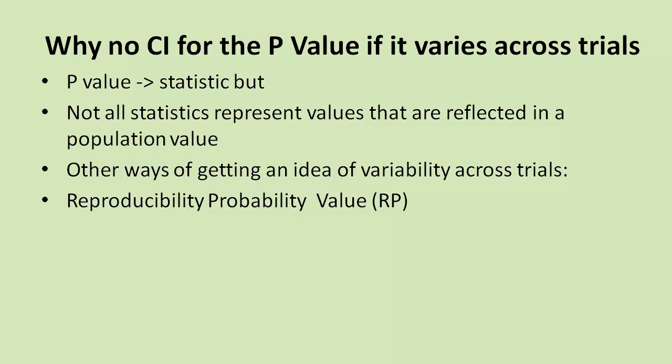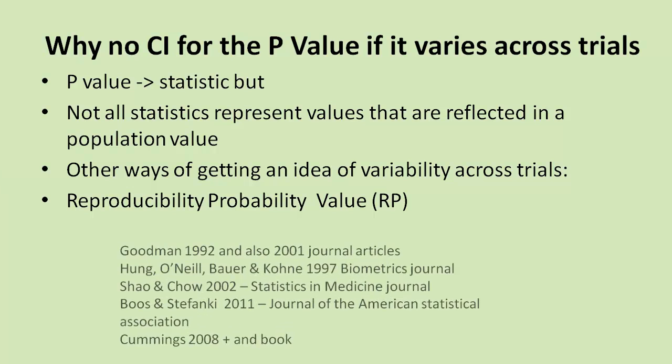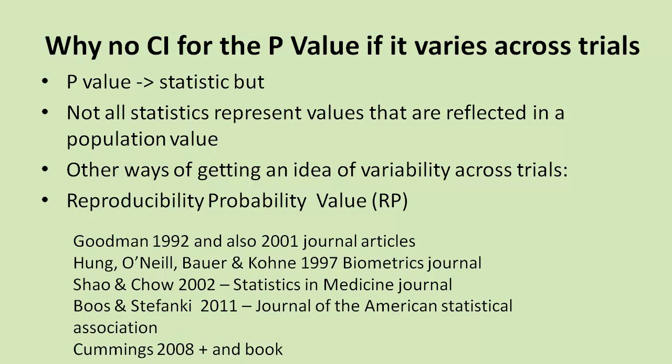This approach is very new, and as far as I'm aware, Cumming is the first author to put it down in a book. Before that, it was only documented in research journals, such as Goodman, who has published several articles, his 1992 and 2001 journal articles being the most cited. Hung, O'Neill, Bauer and Kohne published an article in 1997 in the Biometrics journal demonstrating again its use and described 3 different methods of deriving the value.